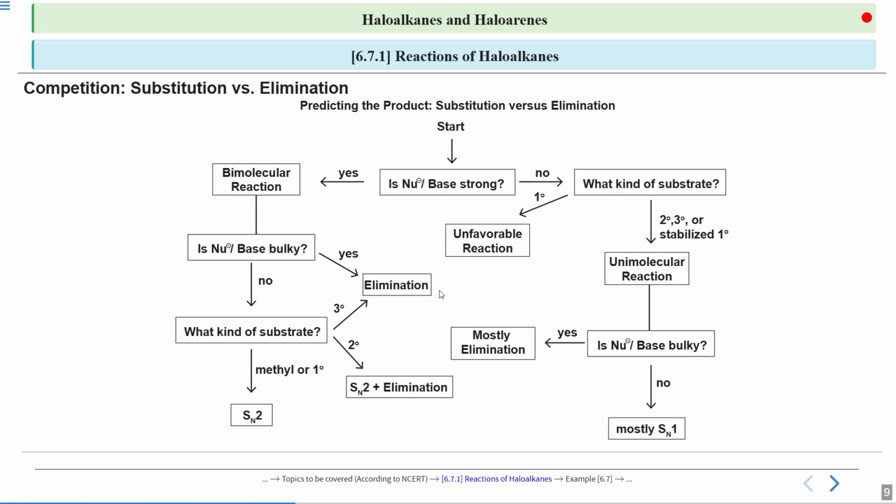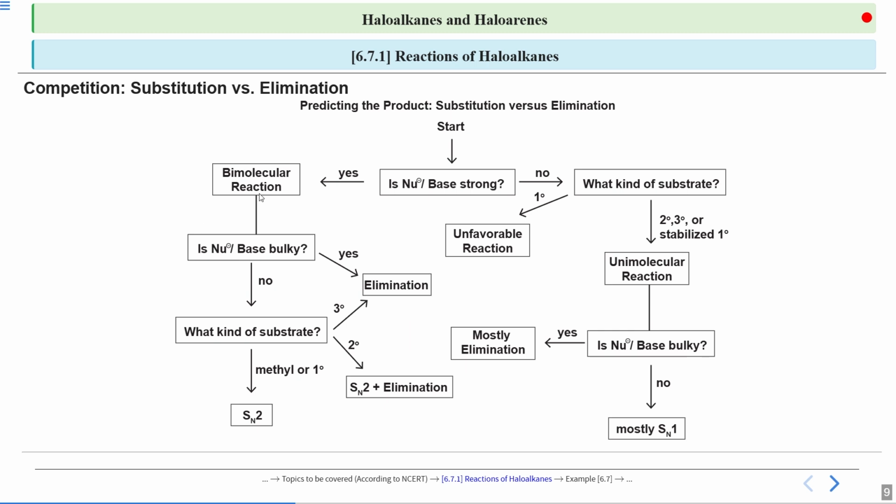So, if your nucleophile or base is strong and also bulky, then you will go with the elimination mechanism. Okay? If the nucleophile or base is not bulky, then you will look at what kind of substrate is present in the reaction. Firstly, we will focus on the nucleophile. And if the nucleophile is corresponding to no, then we will look at our substrate.